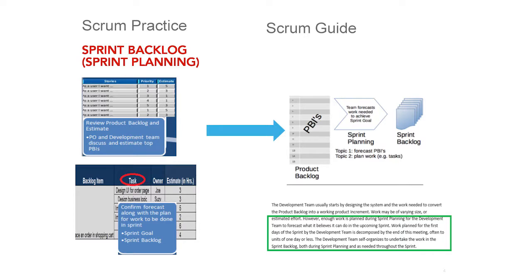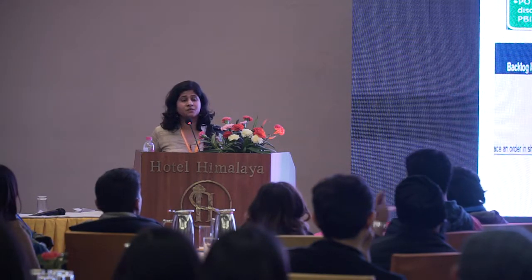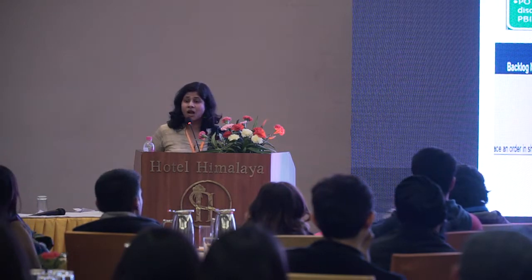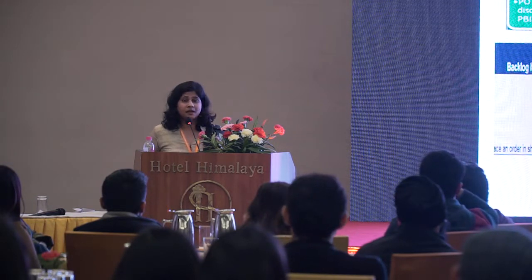Moving forward to sprint planning. Sprint planning has 2 topics. Topic 1, where we decide what we are going to produce in the increment. Topic 2, how the increment is going to be delivered. The plan in topic 2 is in the sprint backlog, which normally as a practice we call tasks in our sprint backlogs. However, if you go through the Scrum Guide, it never uses the word task. Rather, it says that the team should decompose into units of 1 day or less. So task is just one of the examples or ways of creating your plan in the sprint backlog.